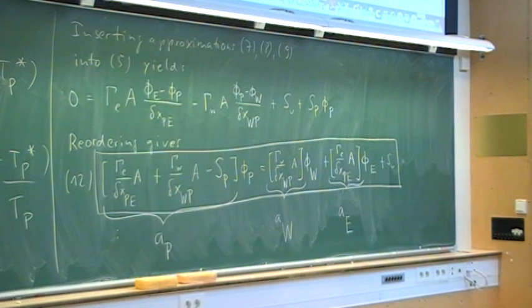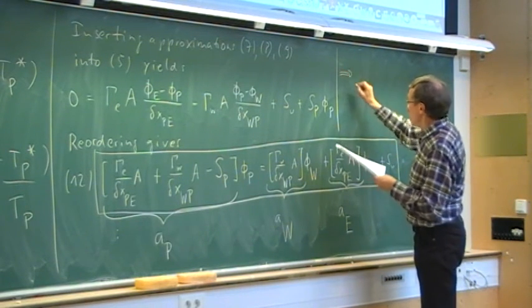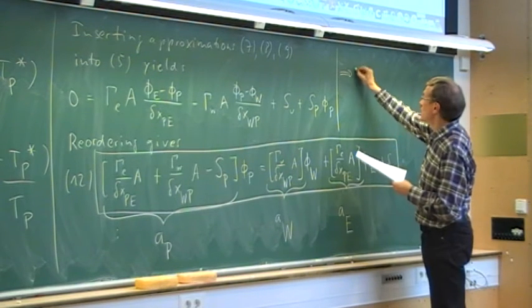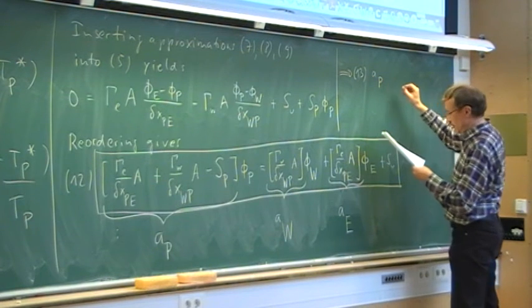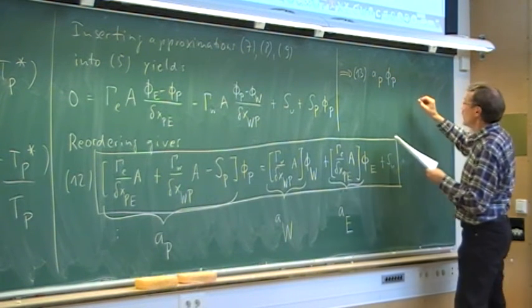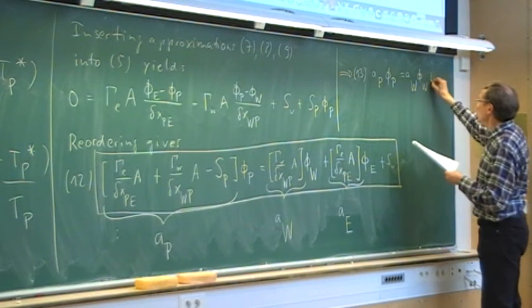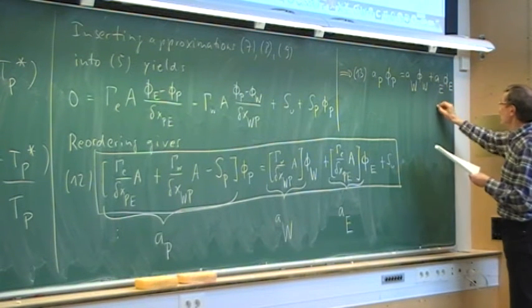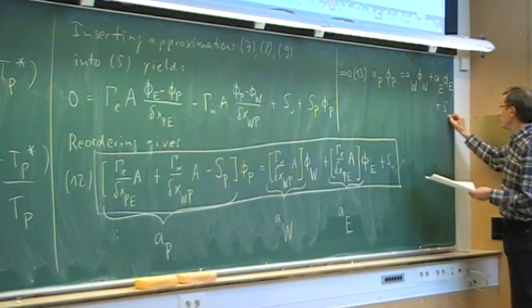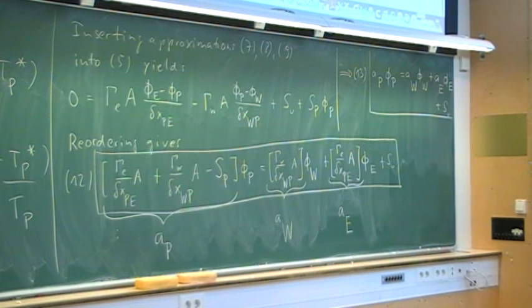Then we get from this, by this identification of coefficients, the following equation, that is then equation 13: AP times our unknown phi P is equal to AW phi W plus AE phi E plus the uniform part of the source term. So that is the equation that we get, and we have then these coefficients as they are defined here.